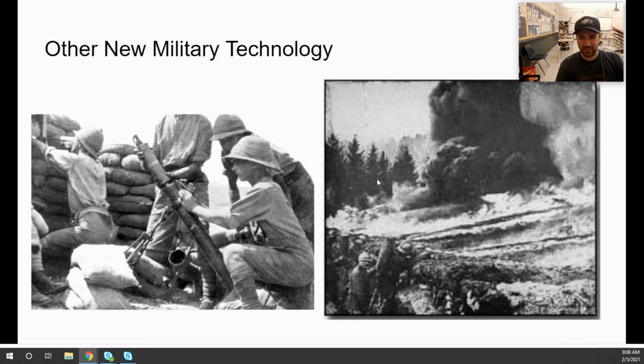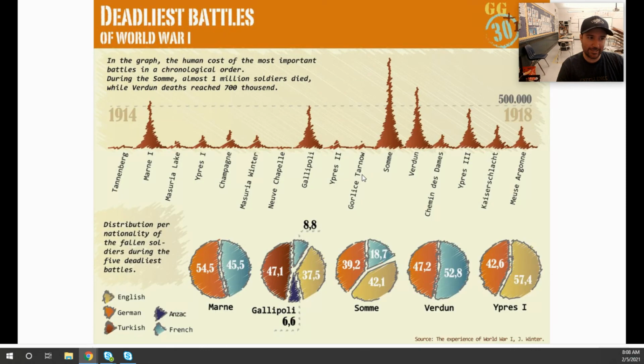There are other military technologies that lead to a large loss of life. Mortars, which you see on the left here. Of course, flamethrowers, which were technology that would have been really effective in trench warfare. But mainly the other technologies, machine guns, tanks, planes, and especially poison gas, mark World War I as far as leading to large numbers of casualties.